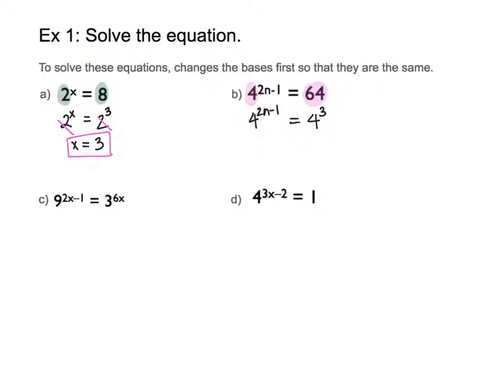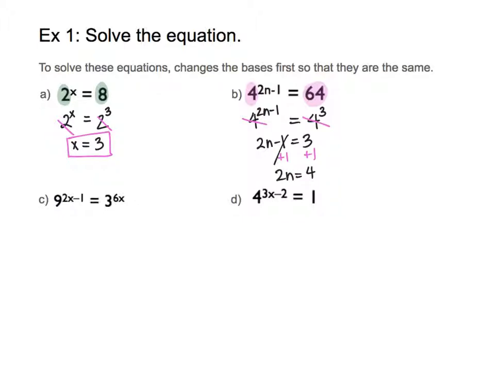And since now their bases are both 4's, they cancel. And so I just have 2n minus 1 equals 3. And so now I have to get this n by itself, so maybe add 1 to both sides. That would cancel on this side. And so I have 2n equals 3 plus 1 gives me 4.